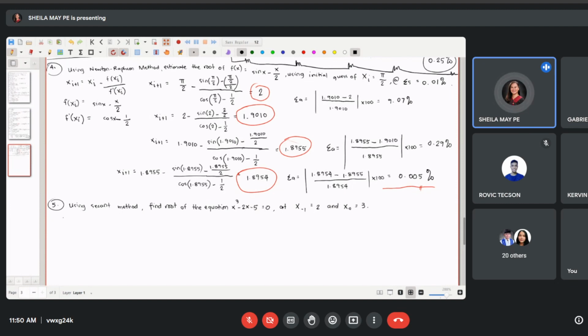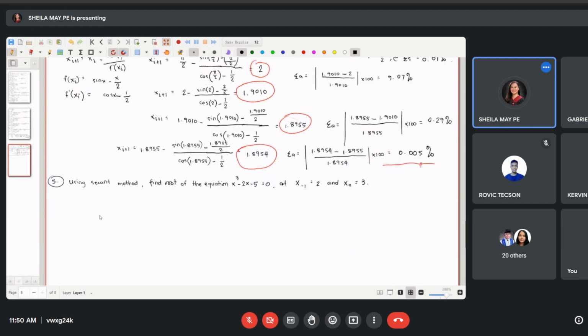Okay, now we have there the x sub i minus 1 as our x sub 0 or x sub i. That's 3.